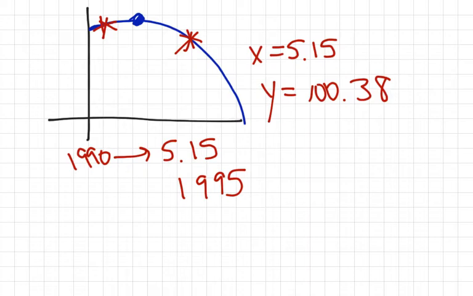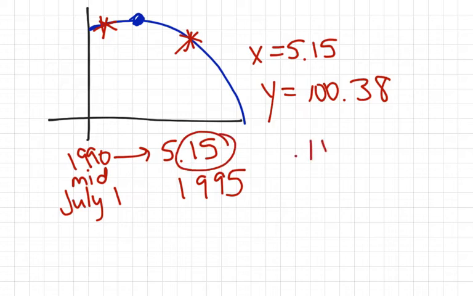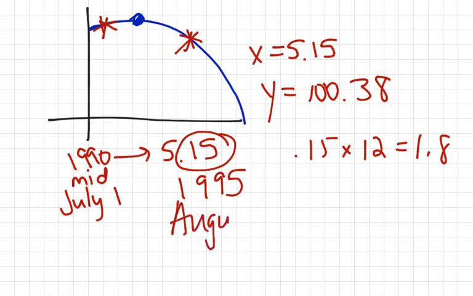When in 1995 is that? Well, remember we said that this starts mid-year. Well, what's mid-year? Well, it's July 1st. And then, if this is July 1st, 0.15 times the fact that there are 12 months in a year will give me 1.8. That means it's about 1.8 months after July 1st, which would put me in August of 1995, would be when the food was most expensive between 1990 and 2000.